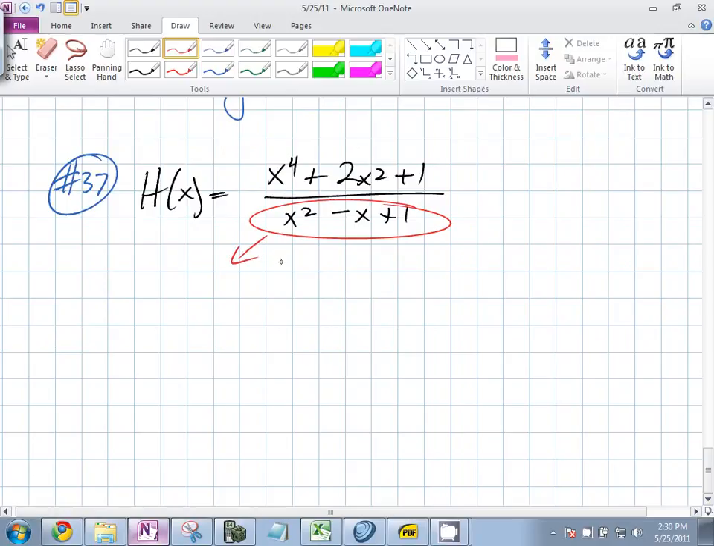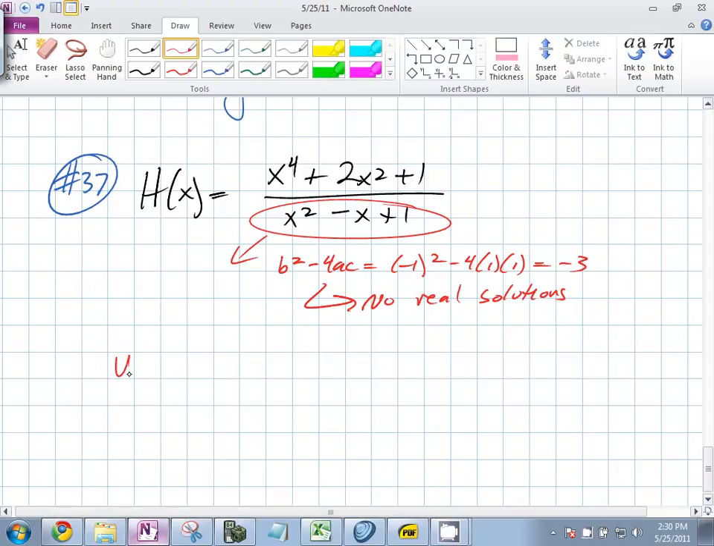How do you verify you can't factor it nicely? Just look at b squared minus 4ac. That's going to be -1 squared minus 4 times 1 times 1, which is? That means there are no real solutions. So are there any nice factorizations of this? No, there are none. So nothing cancels at the top nicely, right? So first of all, are there any vertical asymptotes? No, because there's nothing that makes the denominator 0.